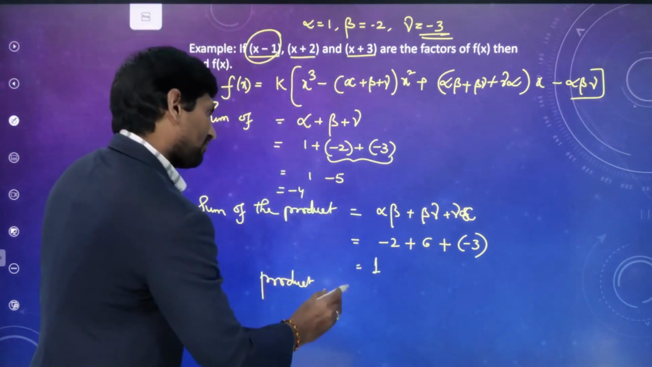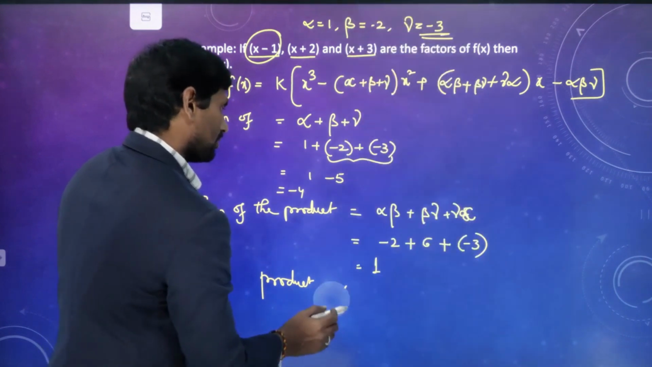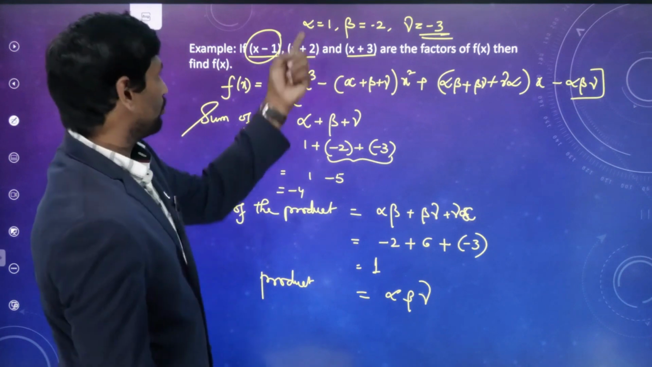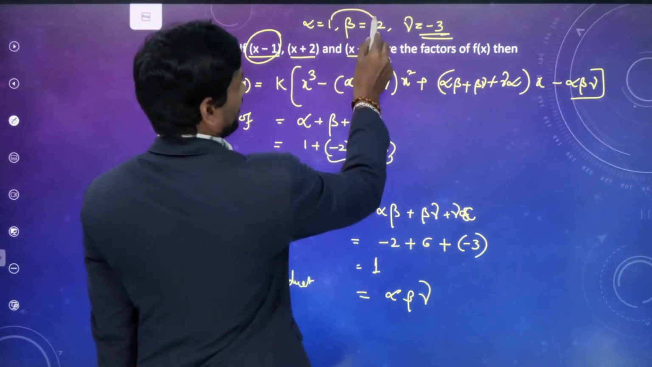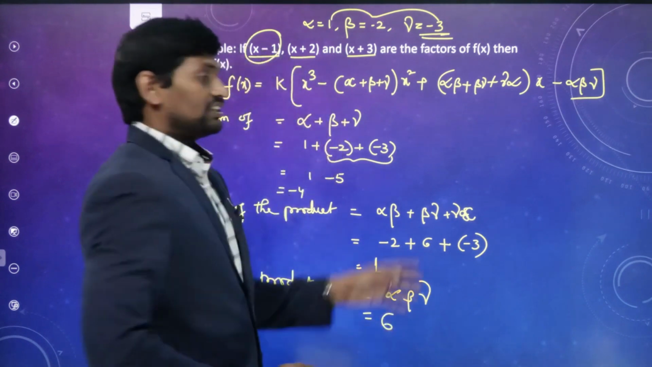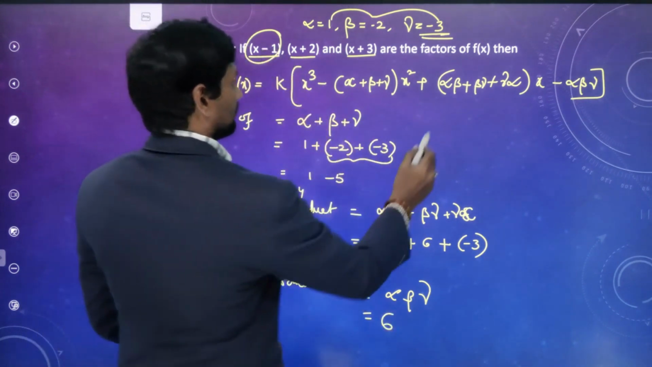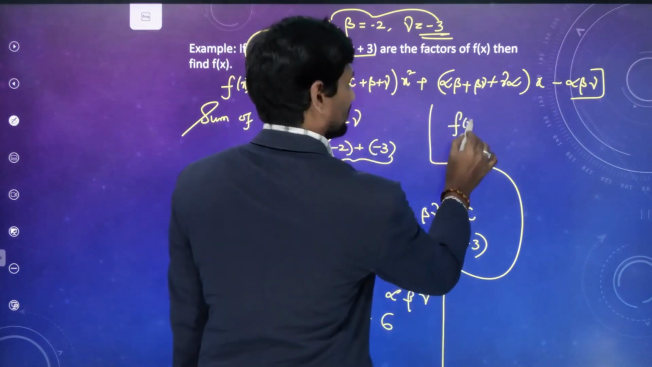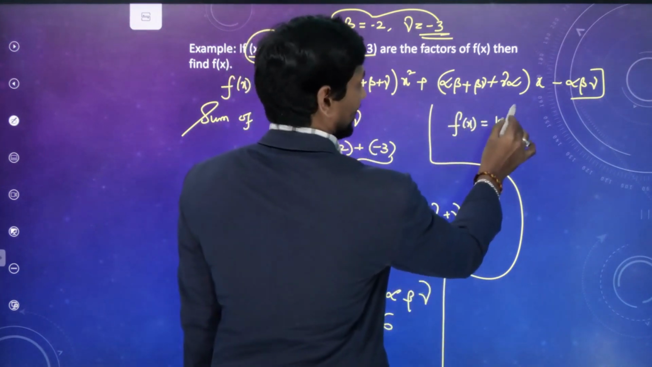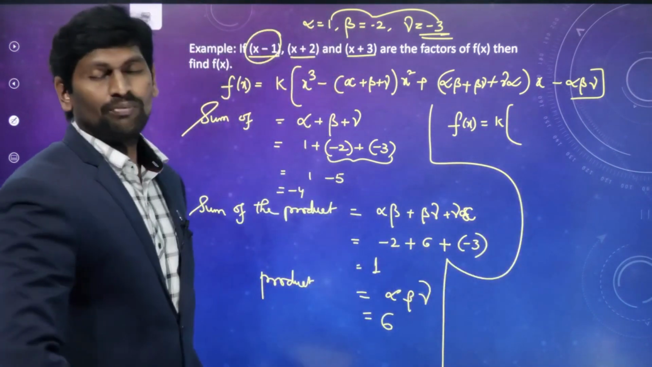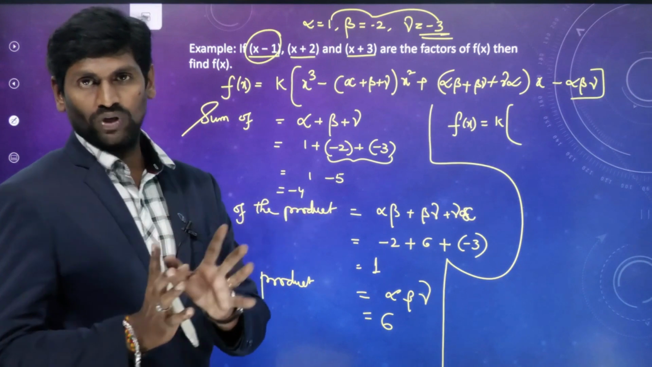Product of roots, only product: alpha into beta into gamma. So alpha value 1, 1 into minus 2 is minus 2, minus 2 into minus 3 is 6. Substitute in the given equation. Then the required polynomial f of x equals k into, k can be any constant. Maximum we consider the k value as 1.